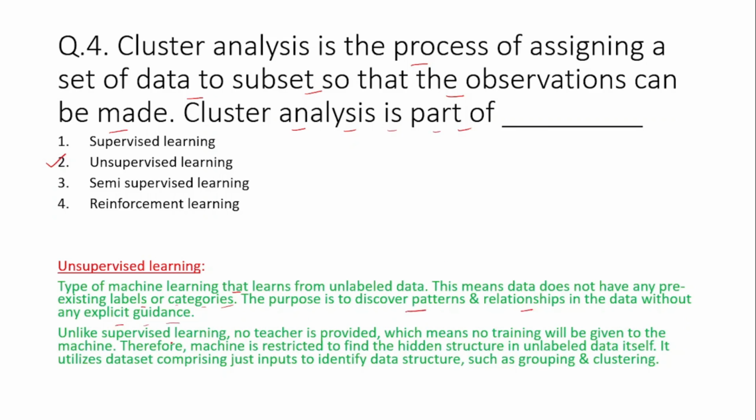So there's no guidance given. Unlike supervised learning, no teacher is provided. That's very obvious. That's why it is called unsupervised learning, which means no training will be given to the machine. Therefore, the machine is restricted to find the hidden structure in unlabeled data itself. It utilizes a data set comprising just inputs to identify data structure such as grouping and clustering. So basically clustering becomes a part of unsupervised learning. Hence my correct option should be option number 2, right?